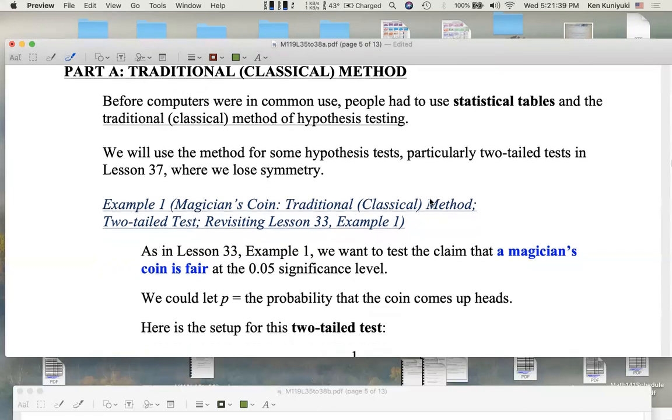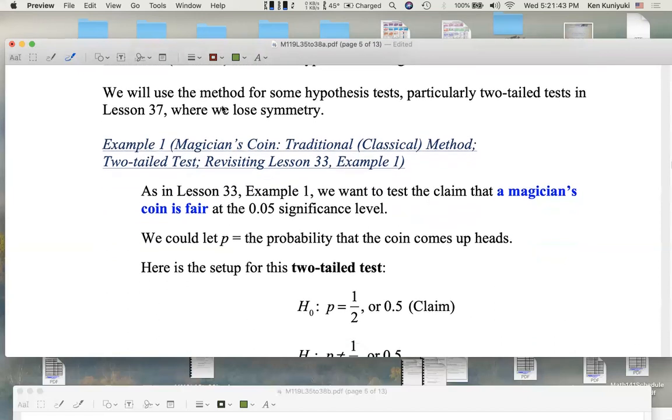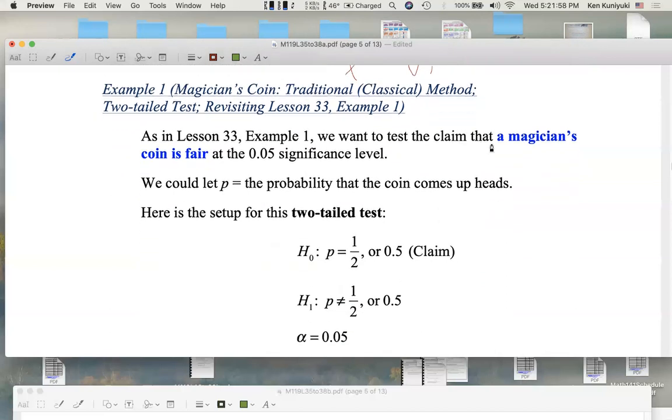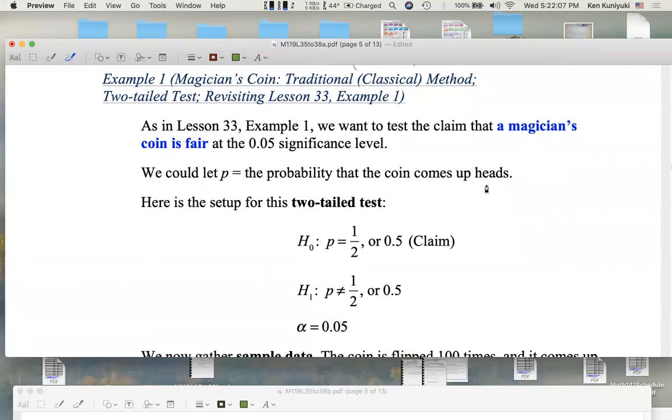All right. So we're going to use, yeah, as I said, we'll use the method for some hypothesis tests, particularly two-tailed tests in lesson 37, where we lose symmetry for chi-square when we analyze sigma and sigma squared. All right. We're going to go back to the magician's coin because it kind of makes sense for us to use our very familiar examples in order to describe this new method. Really, it's the oldest method.